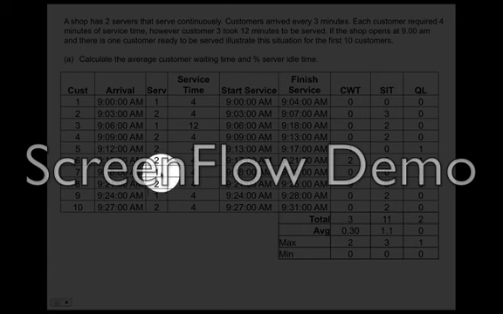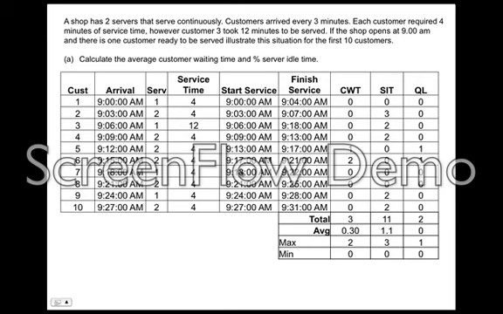customer number 7. So server number 1, 4 minutes, 9.18, goes through to 9.22. At 9.21, server number 2 is ready, they can come straight in and take that customer. Notice now that they're arriving at 9.21 and being served straight away.